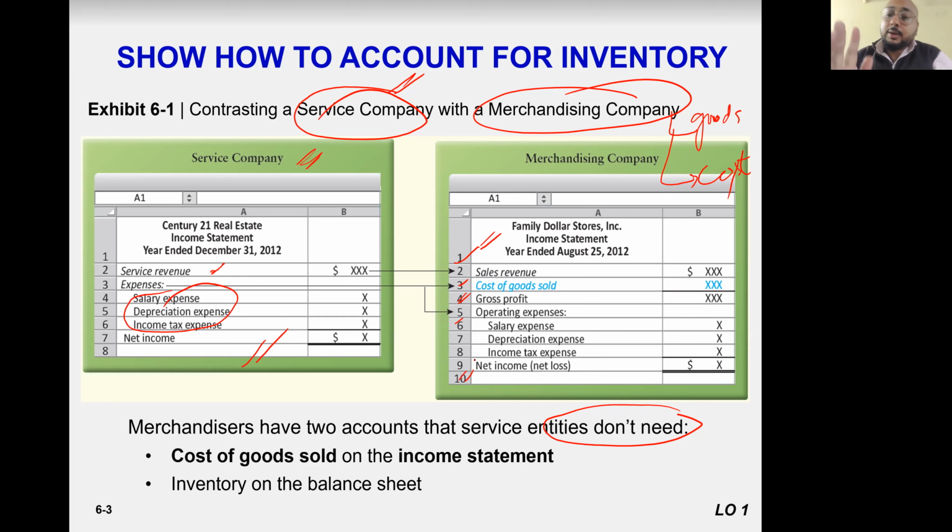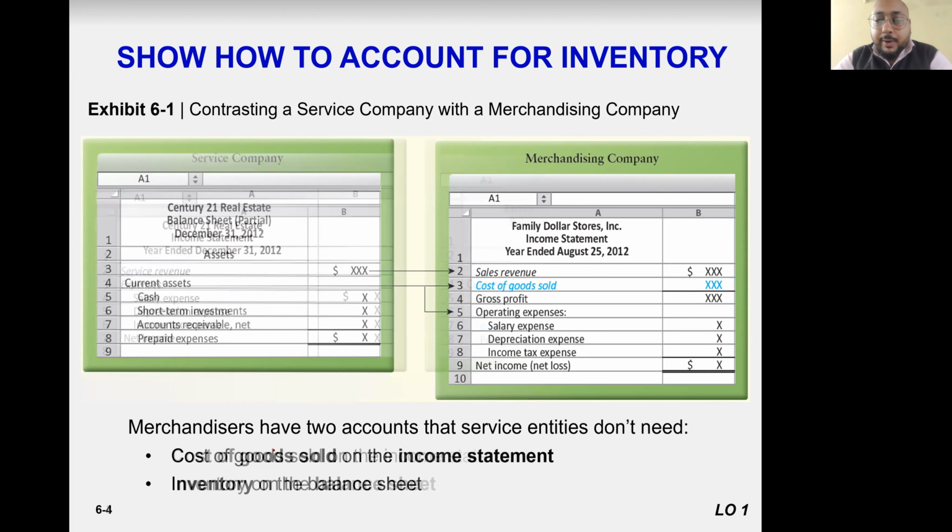All right. So the difference between a service company and a merchandiser is inventory. So when you have inventory, if you are a trader or a merchandiser, or those who are making goods, you have a factory. So in that case, you need to operate at least two accounts. One account is for the balance sheet and one account is for the income statement. Inventory is on the balance sheet, and cost of goods sold will be on the income statement. All right, guys.